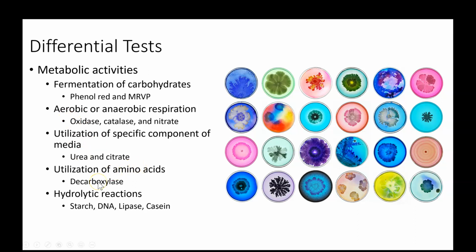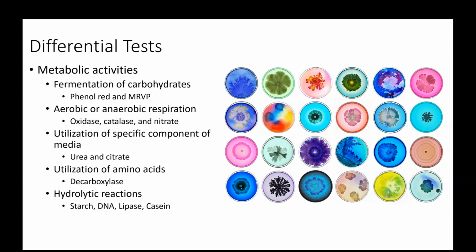We can also look at the bacteria's ability to utilize certain amino acids, basically processing those amino acids and putting them into their central metabolic pathways. A way that they can do that is to decarboxylate the amino acid, and that amino acid can then be turned into some intermediate into glycolysis or the transition step or the Krebs cycle.